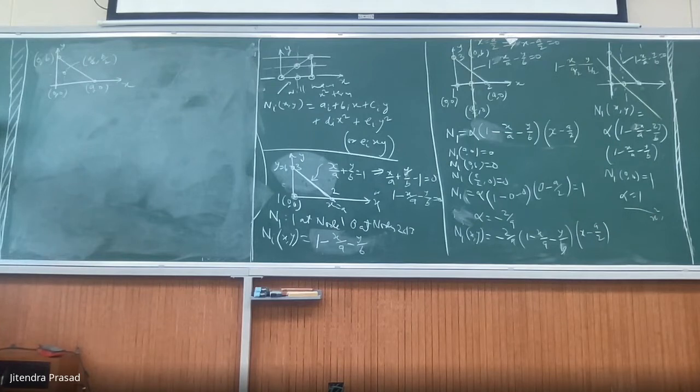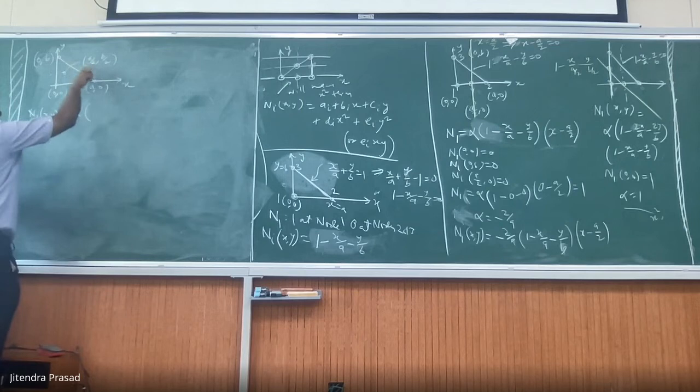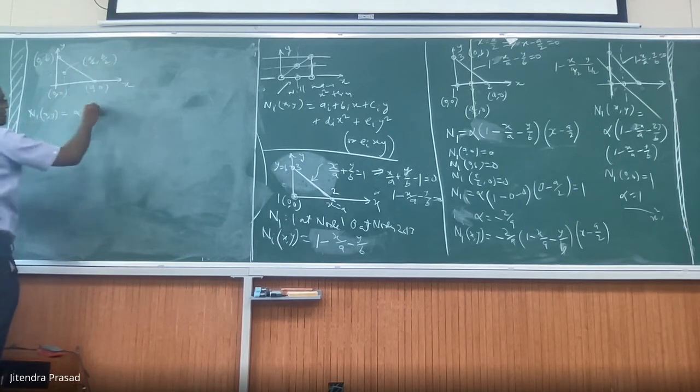How to go about it? You have to find out n1. Then how will you go? Okay, so n1 of x, y, at a over 2, b over 2. First, if you write this in terms of x, y, then what happens?